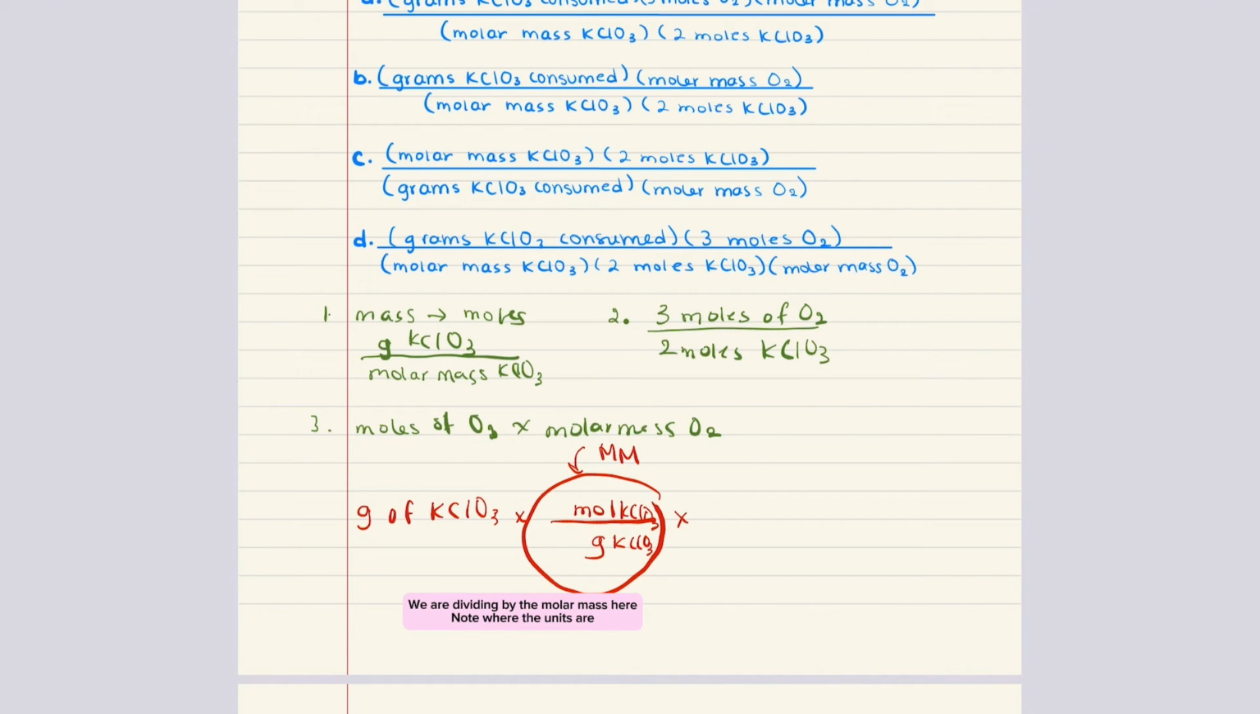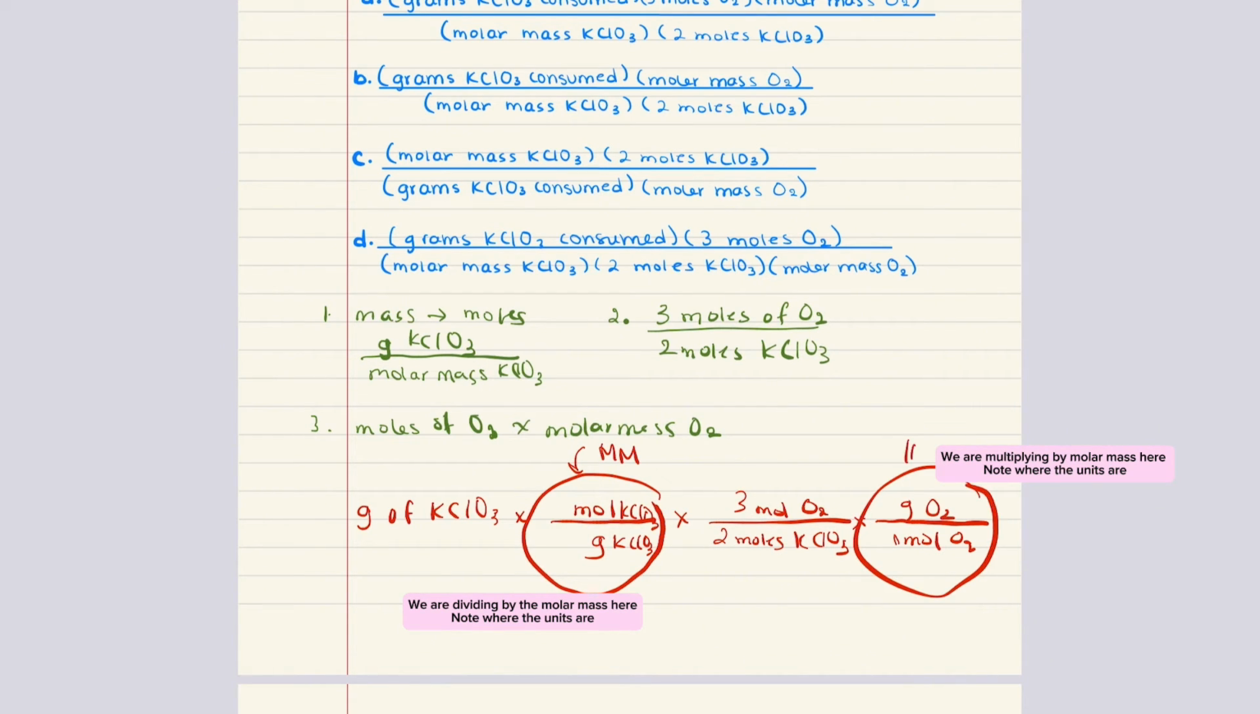Then we're going to go from moles of potassium chlorate to moles of oxygen. That's what we want. And we're going to use the ratio that we got from the balanced equation. And we said that for 2 moles of potassium chlorate, we have 3 moles of oxygen gas. And then our last step is to then multiply by the molar mass of oxygen gas. So for 1 mole of O2, we have some grams of O2. So this is the molar mass of O2.